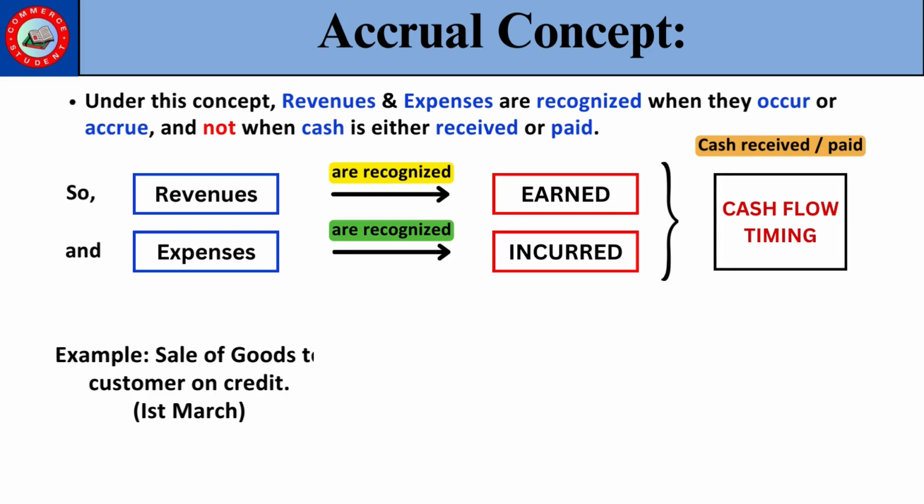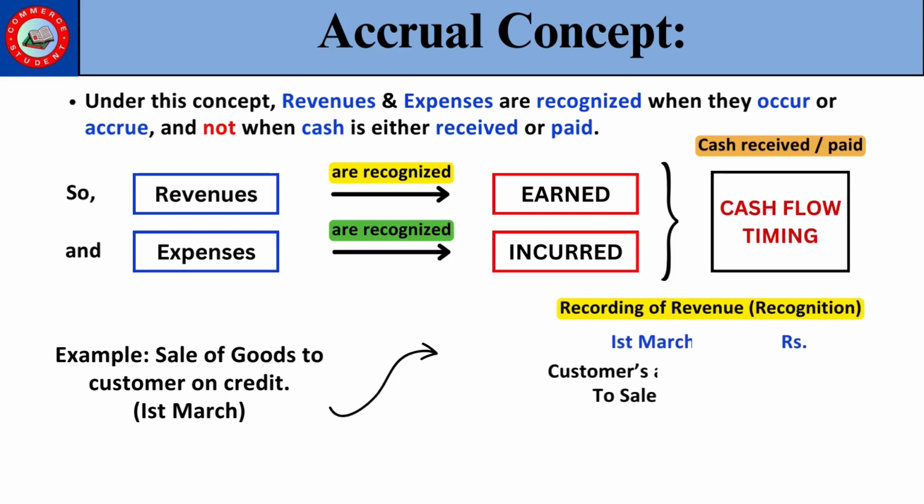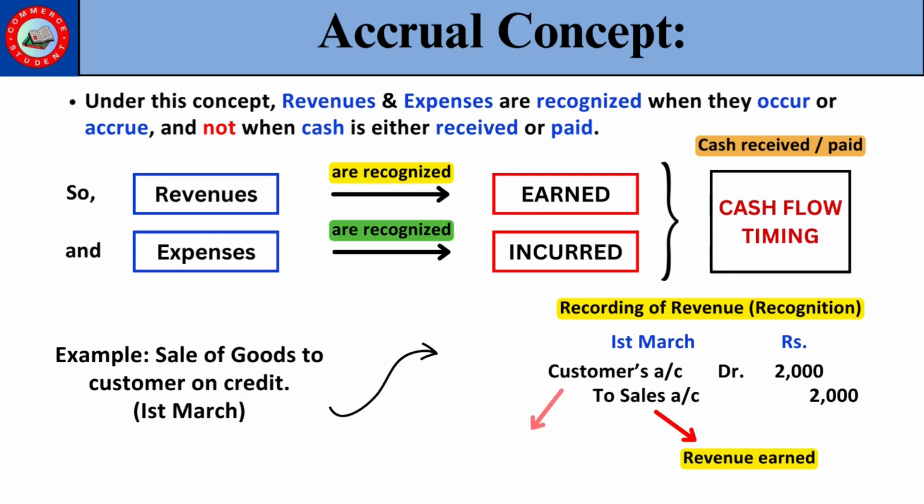Suppose a company sells goods on credit to a customer on 1st March. As per accrual concept, the company will recognize the revenue at the time of sale of goods, even though the cash payment is received later, say 10th March. So revenue is recorded on 1st March in the books by passing a journal entry, that is debiting the customer account and crediting the sales account. This is because the company has earned the revenue by delivering the goods and is liable to receive its payment in the future.